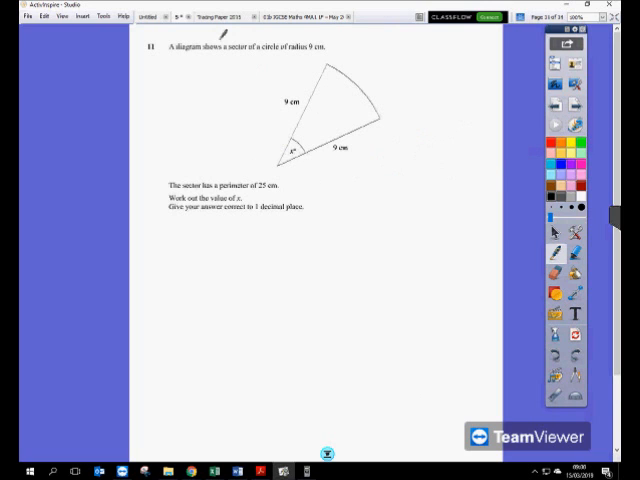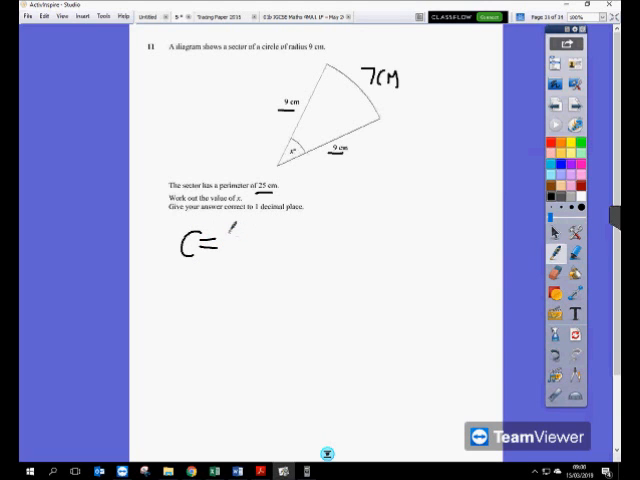Okay, this is a sector. There are 2 formulae to do with sectors. One of them is the area of a sector. Another one is the arc length of a sector. So the perimeter is 25. 9 add 9 is 18. 25 take away 18 is 7 centimeters. So this arc length is 7 centimeters.